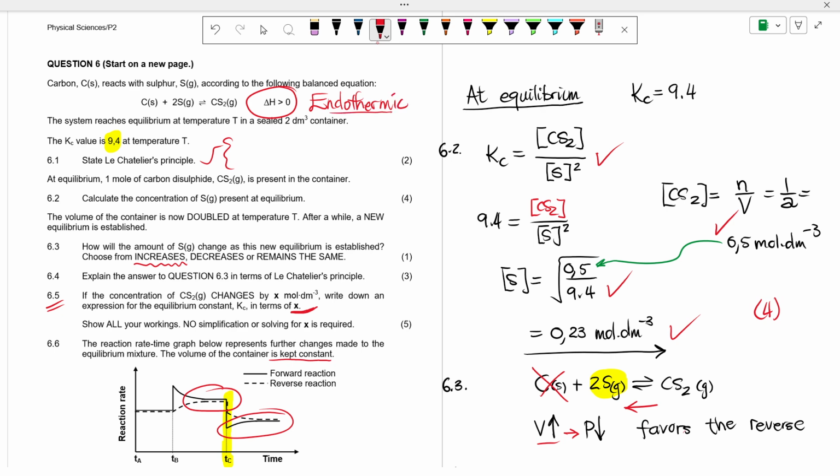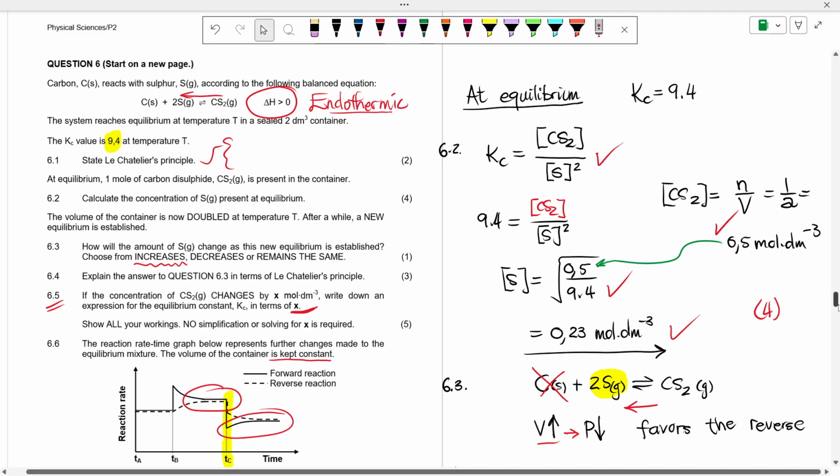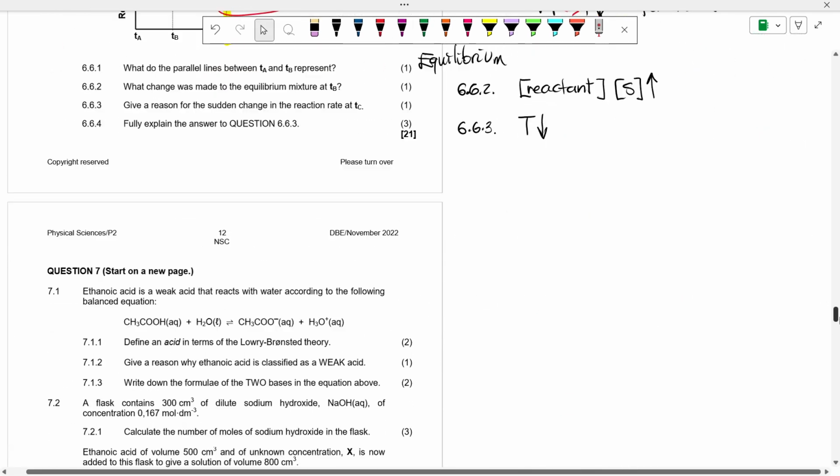Any endothermic reaction, if we decrease the temperature, that's going to favor what? The exothermic, which is the other side. I think so. Yes, that's correct. Decreasing temperature favors the exothermic, which is this side, the sulfur or the reverse reaction. So that's why we say that in our reason.